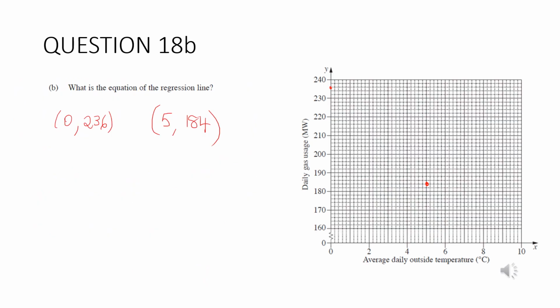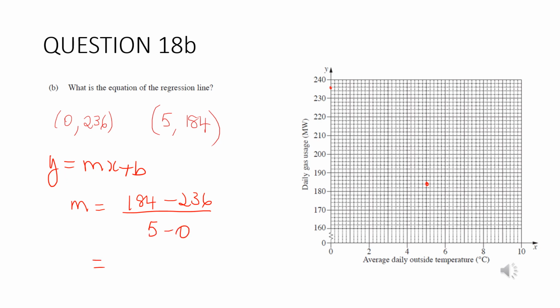And part B, what is the equation of the regression line? So we just need to use those 2 points to work out the gradient. We already know the y-intercept, and then we'll substitute into y equals mx plus b. So our gradient is the difference in the y's over the difference in the x's. So 184 minus 236 over 5 minus 0, which is 184 minus 236 divided by 5. It's negative, let's do it as a decimal, negative 10.4. And so the equation of our line is negative 10.4x plus 236.